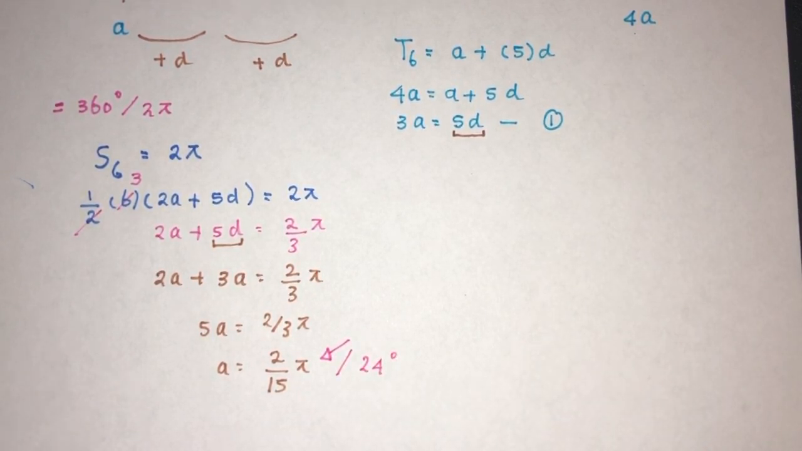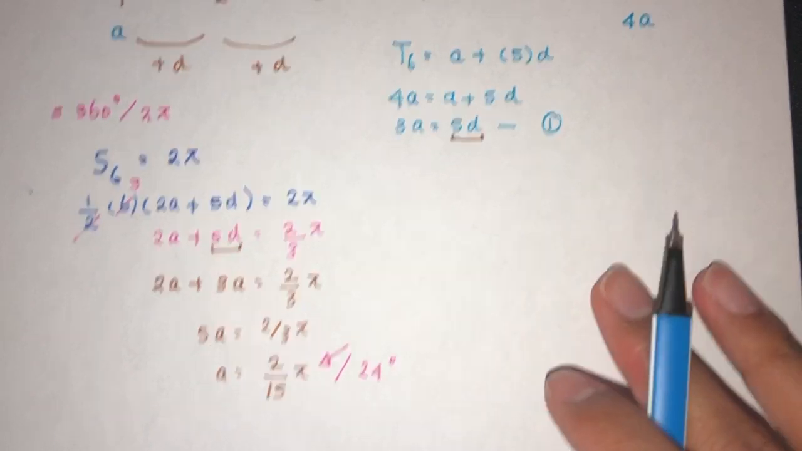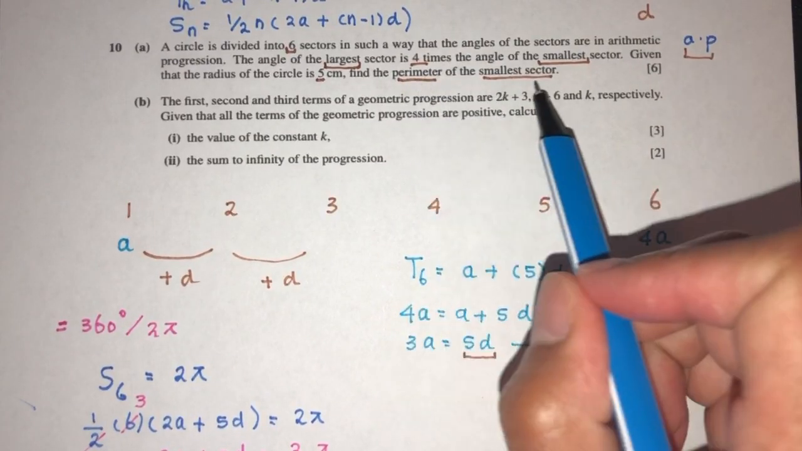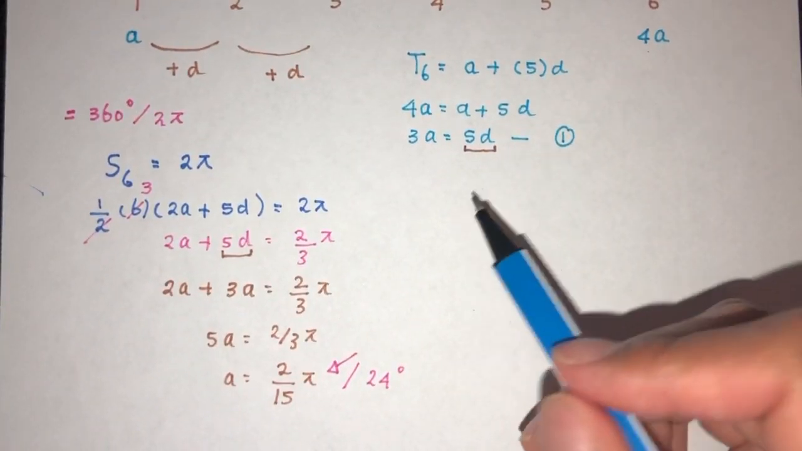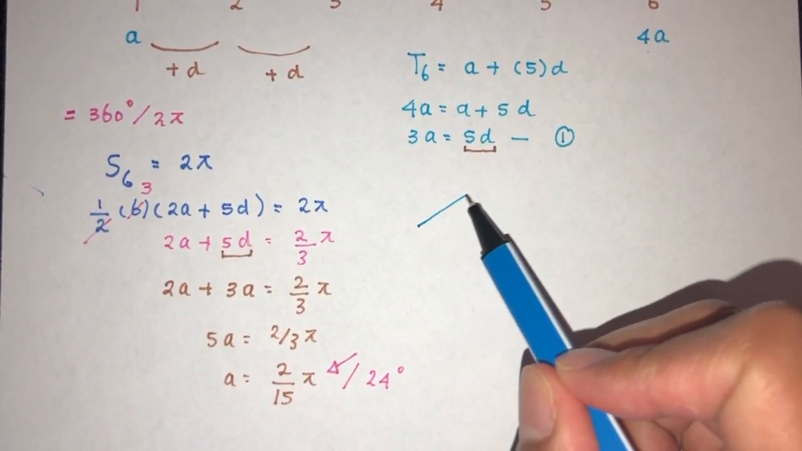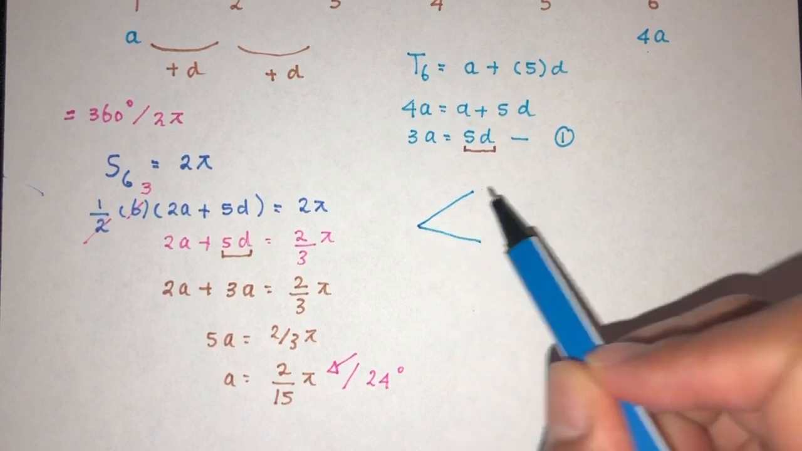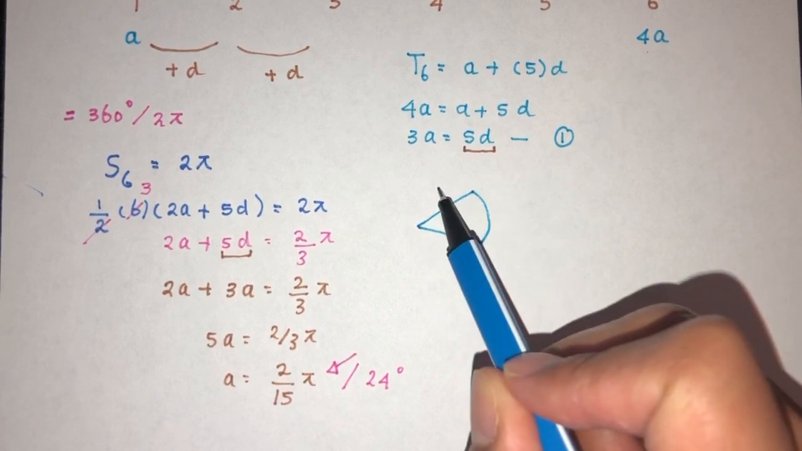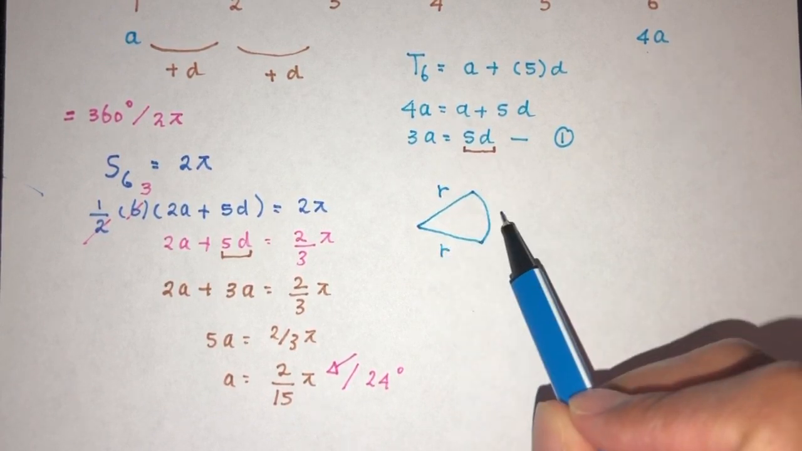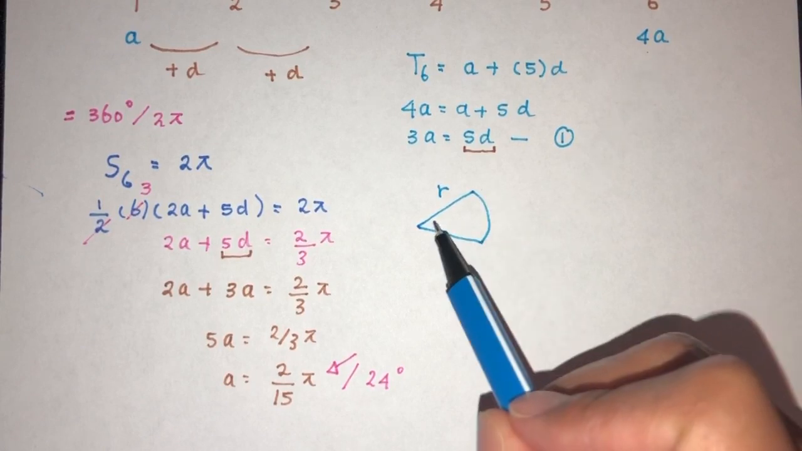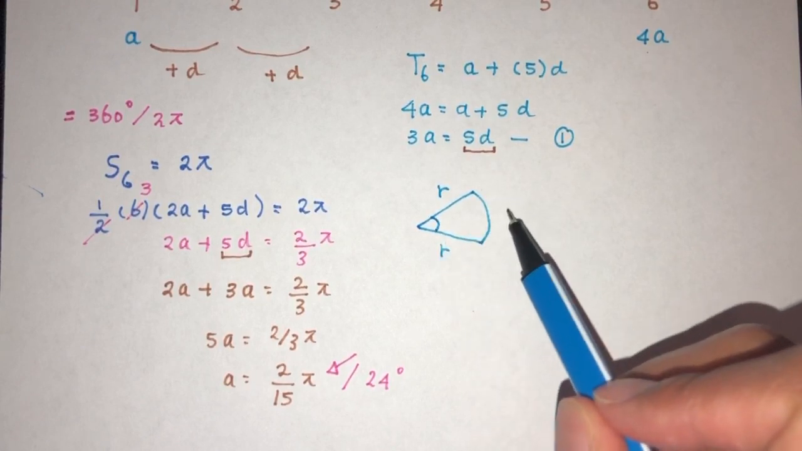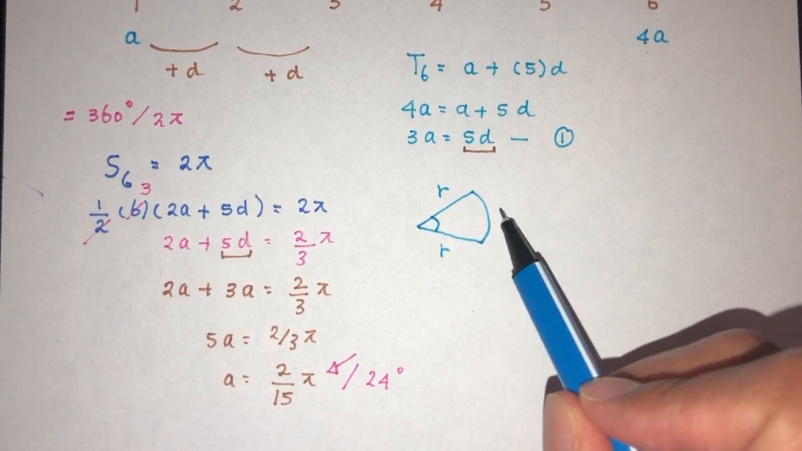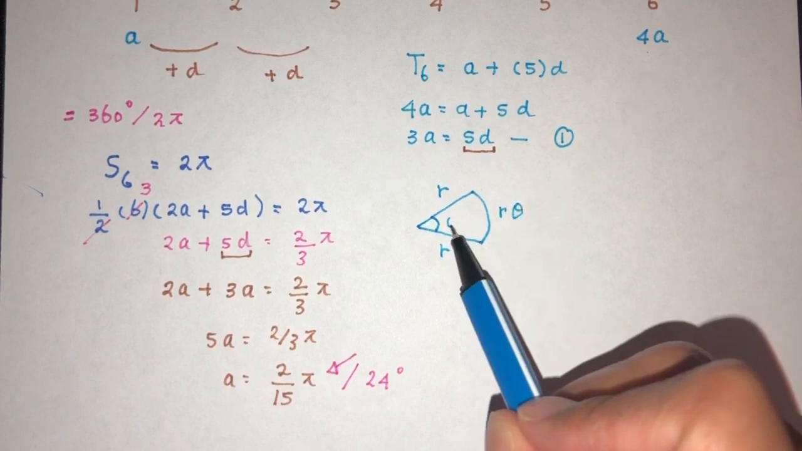Okay. Now let's move on to the main question. Here we have to find the perimeter of the smallest sector. Now, how do you find this? So we understand that the sector has a shape somewhat like this. It will be this and this. This will be the radius, and this will be the length of arc. Now, if I am working with radians, the length of arc is equal to r theta. Theta is the angle here.